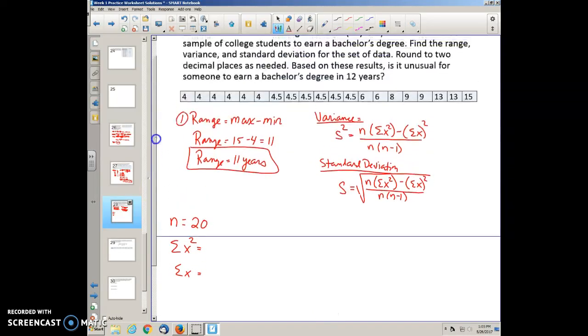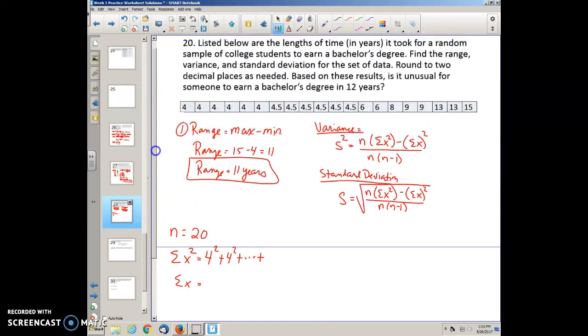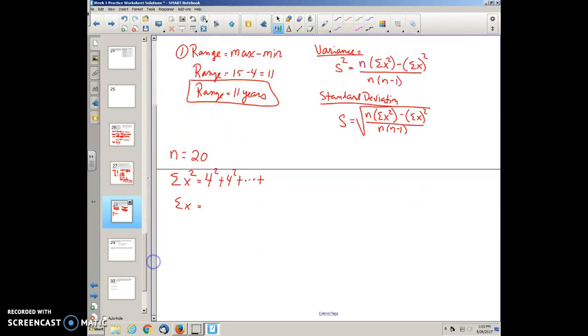The sum of x squared, what we're doing here is we're going to square each data value and then add them together. So we would get something like this: 4 squared plus 4 squared plus ... And then I'll show the last two: 13 squared plus 15 squared. So we square each item and we add them together. We get 1078.5. The sum of x is just the sum of the data values. In this case, we get 130. So we have all the pieces that we need for our formula.